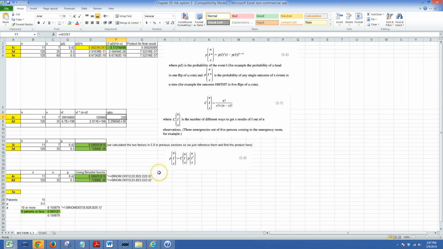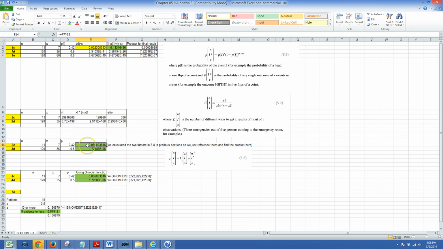Now part 3 is asking us to use equation 5.8, which again is here, to determine the binomial distribution for the following, and the numbers are the same, the n's, x's, and p's. And from this equation, if you look carefully, you will see that to get the binomial probability, you're multiplying the probability of any one outcome times the number of ways you can get that outcome, which is what we found in the first two parts. So here we're just going to reference those values.